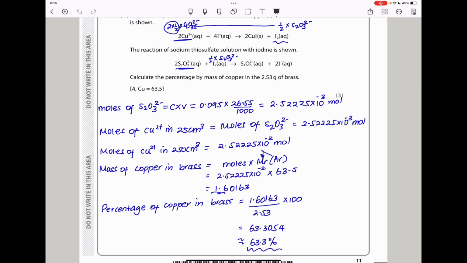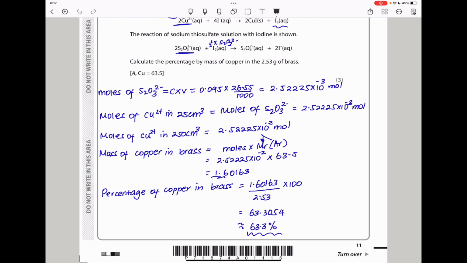Now to find the percentage by mass, it's mass of copper in the brass divided by total mass of brass times 100, and it gave me 63.3054. Rounding it off, I got 63.3%.